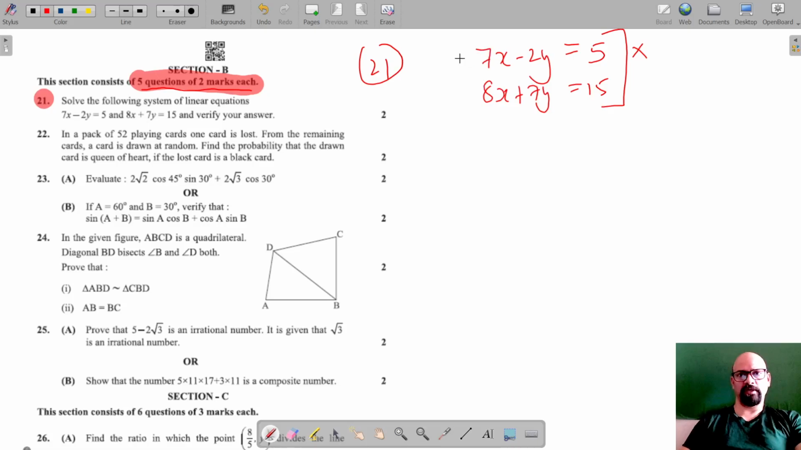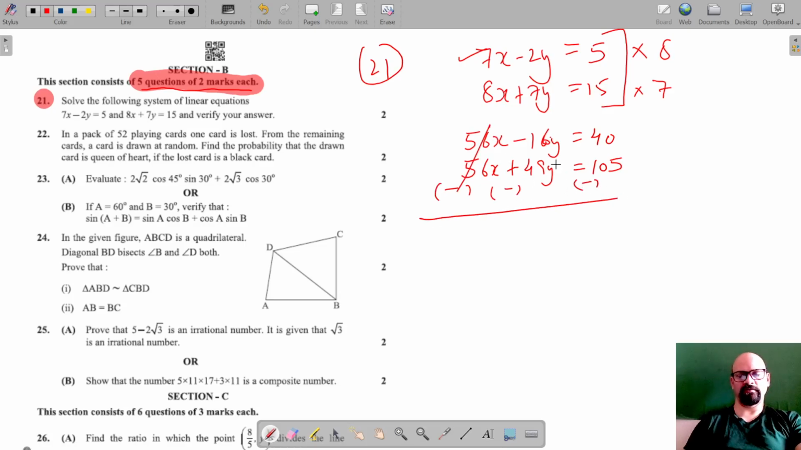So I'm going to multiply this equation with 8 and this equation with 7. Multiplying the first equation with 8 gives me 56x minus 16y is equal to 40. And multiplying the second equation with 7, we get 56x plus 49y is equal to 105. If we subtract these equations, this gives us minus 16y minus 49y, which is minus 65y, and this is equal to 40 minus 105, which is minus 65. So y is equal to 1.